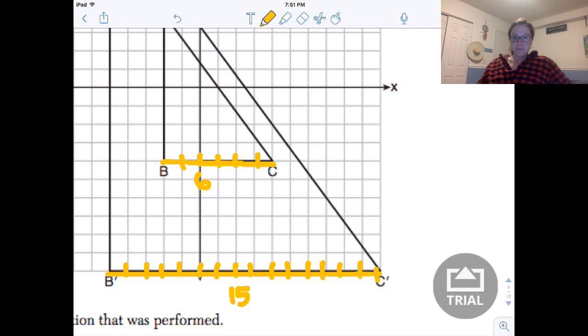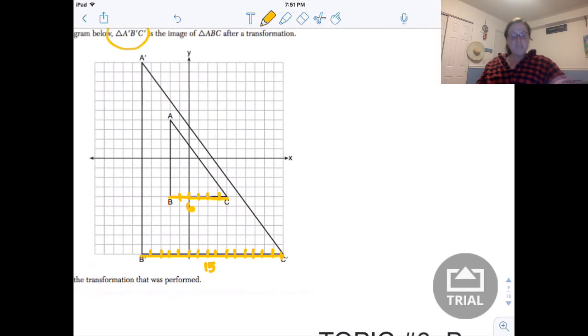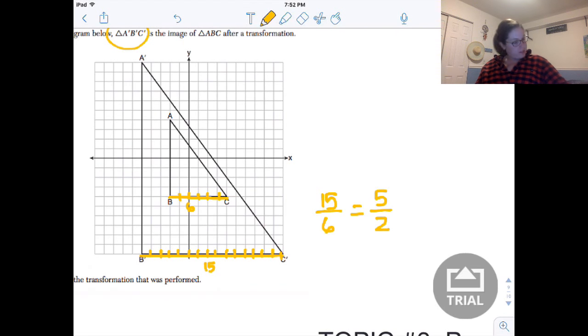So let's figure out what our scale factor would be, right? My scale factor here from 6 to 15 would be 15 over 6. That's my ratio of the sides. Or I could reduce that. That would be 3 goes into both of those, 5 over 2. Right? Or 2.5. So this is 2.5.